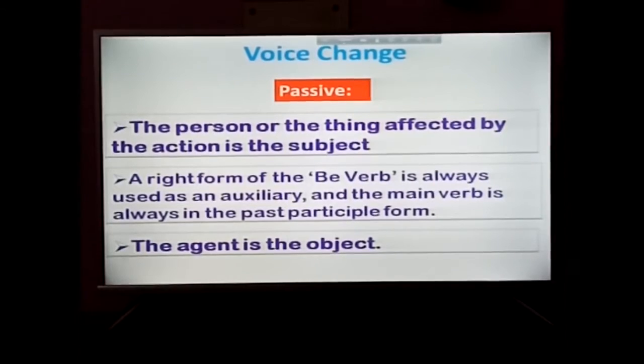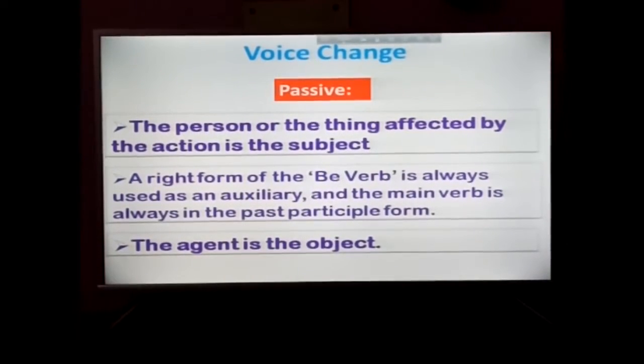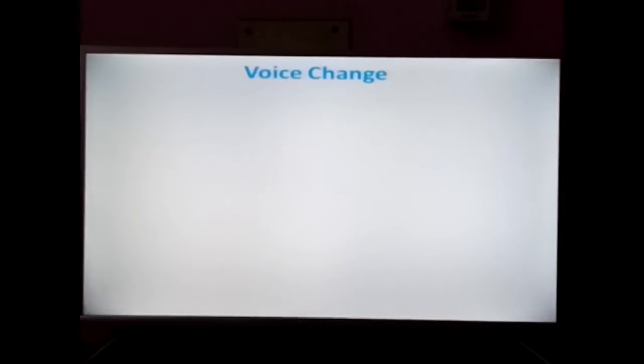Right, so these are the three major characteristics of a passive sentence, and if you ever see any of these or all of these characteristics in a sentence, you can be sure that the sentence is a passive sentence. So I hope by now you can easily identify active and passive sentences. Now let's see how we can change an active sentence into passive.